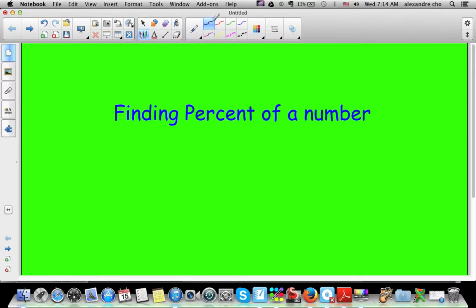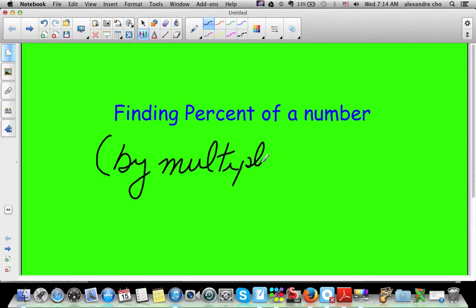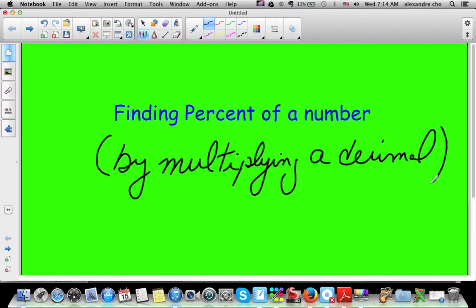Because you know how to find the percent of a number, but this one you can put in parentheses if you want here, okay? And you can write by multiplying a decimal. Okay, you can put that in parentheses. Okay, so copy that, and then let's go to the next page.